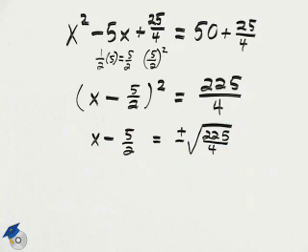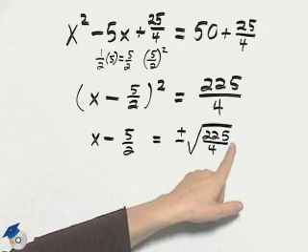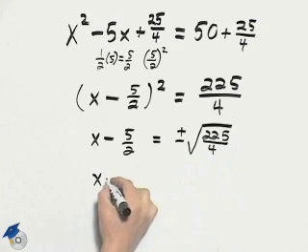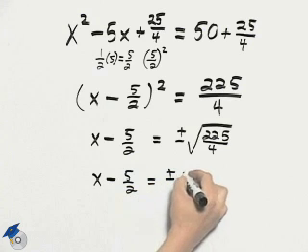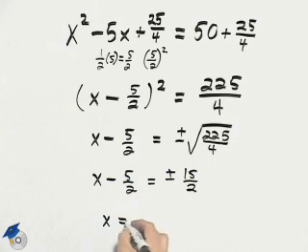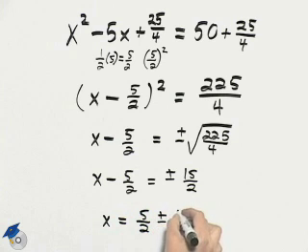225/4. Now I should reduce this radical, but I notice that 225 and 4 are both perfect squares. So I can write this as x minus 5/2 equal to plus or minus 15/2. We're solving for x, so we should add 5/2 to both sides of the equation. And so I'll have x equals 5/2 plus or minus 15/2.